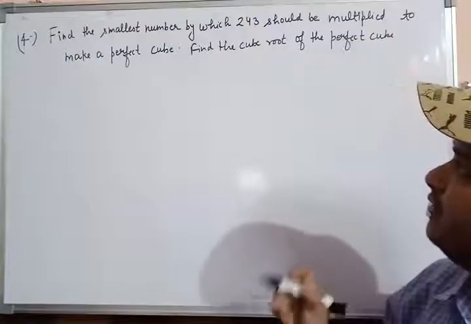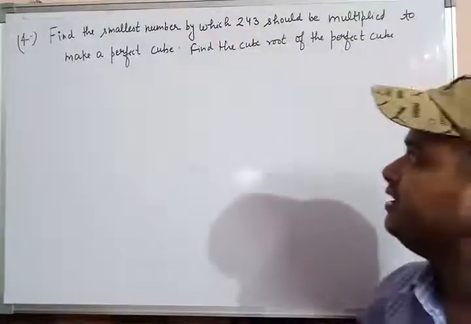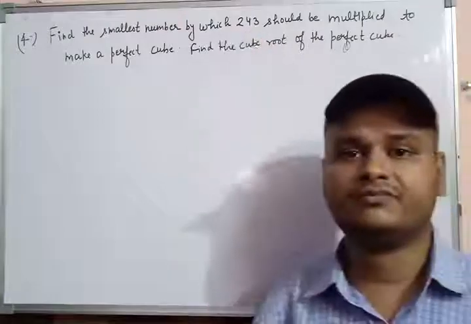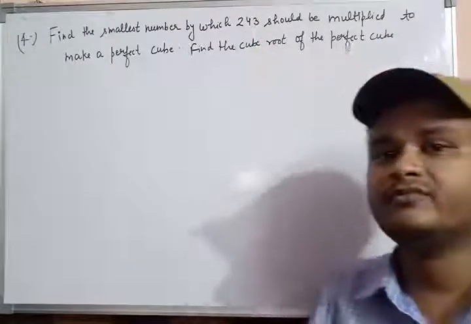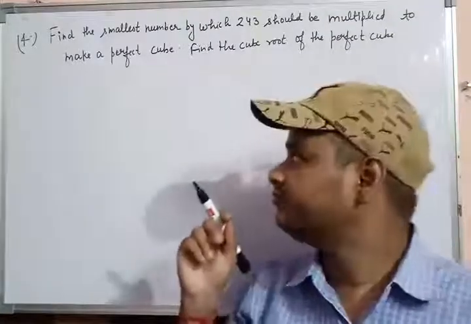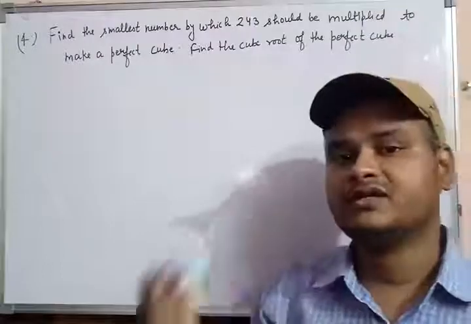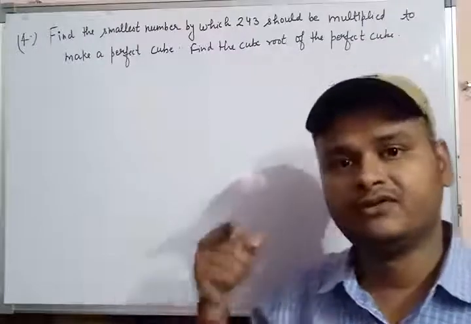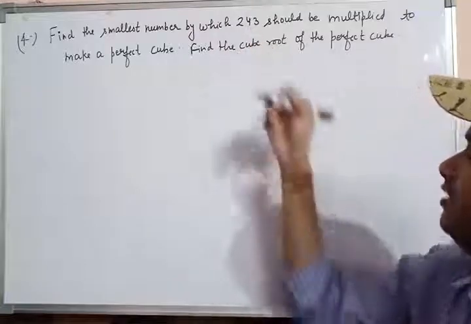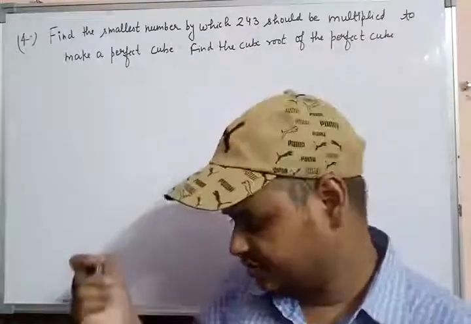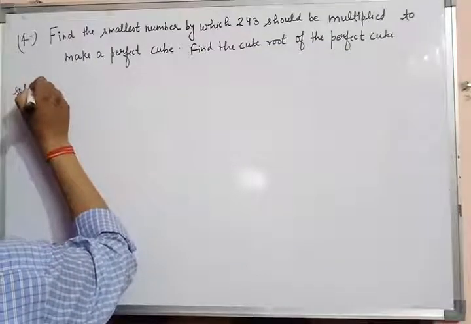First of all, you have to find the smallest number by which this number should be multiplied. It means this number is not a perfect cube number. So first of all, you have to find the smallest number by which you have to multiply this number, then this number will become a perfect cube. Then after that you have to find the cube root of the perfect cube number. So let's start the solution of this question.